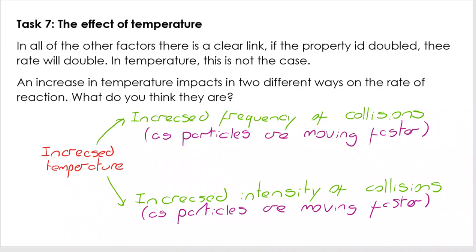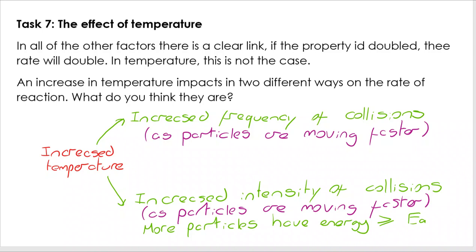Now, having more collisions, we speak about with pressure, concentration, surface area. Doubling the number of collisions will double the number of successful collisions and will double the rate. But if we then factor in that a higher proportion of these particles will have energy greater than or equal to the activation energy, then that increased intensity of collisions means that there's another increase in the rate of reaction.